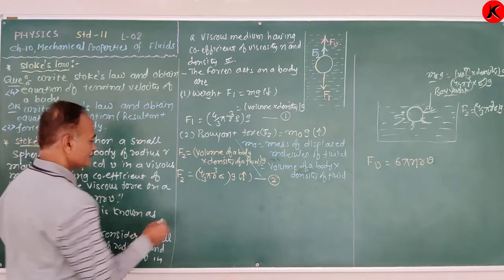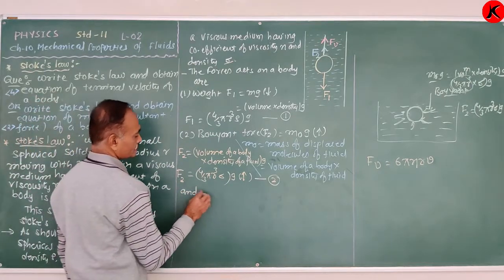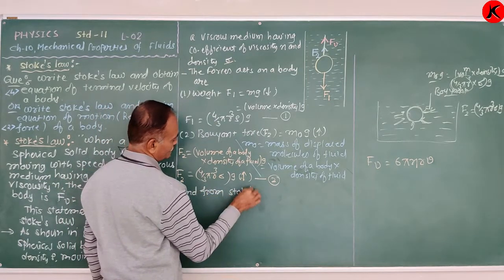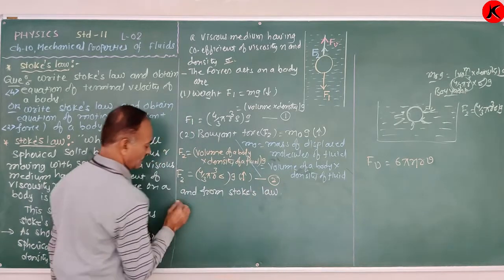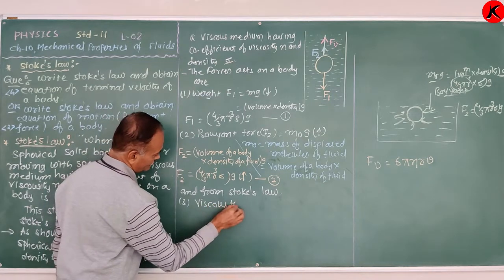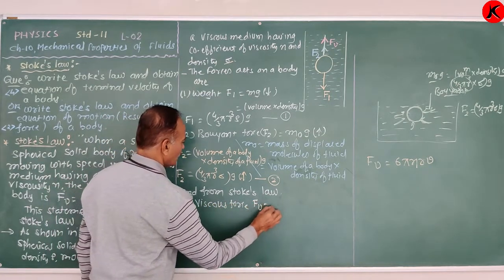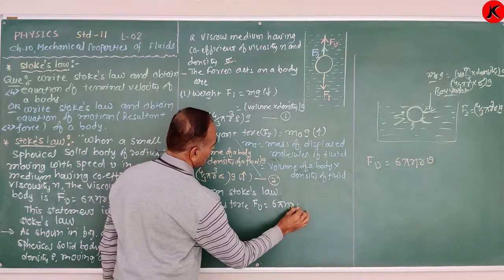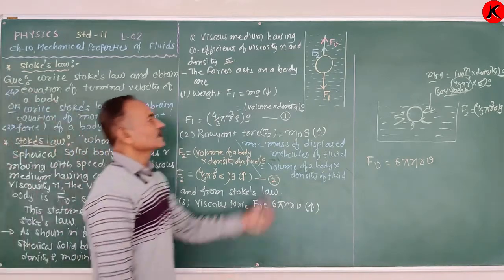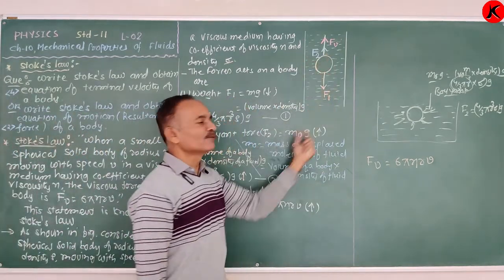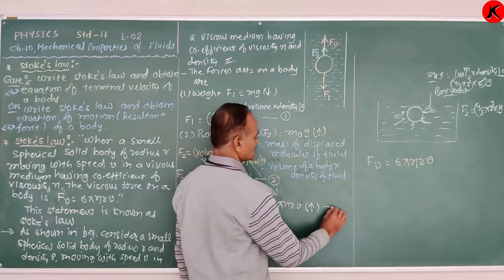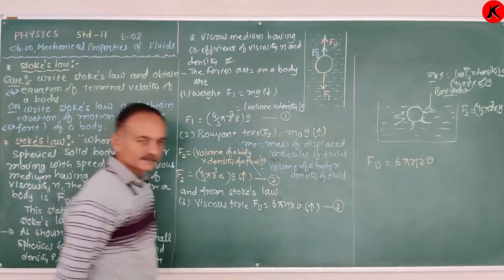And third, from Stokes' law, is the viscous force. Fv is equal to 6 pi eta r v. That is in the opposite direction of motion of the body. Here the body is falling in the fluid, that means moving downward. Therefore, the viscous force acts in a vertically upward direction. That is equation number 3.